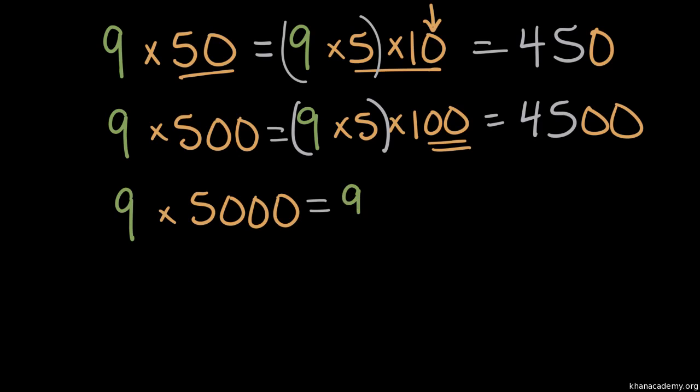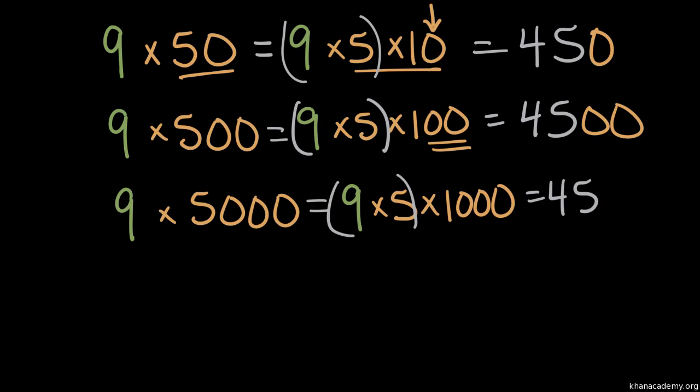And finally, 9 times 5,000 will be 9 times 5 times 1,000, because 5,000 is 5 thousands, or 1,000 5 times. Working across, 9 times 5, 45. And this time we add 3 zeros. So 45,000. So when we multiply each of these expressions, we can see the only thing that changed was the number of zeros on the end. So the pattern, anytime we multiply a whole number times 10, we add 1 0 to the end of our number. Anytime we multiply a whole number times 100, we'll have 2 zeros, and times 1,000, we'll have 3 zeros.